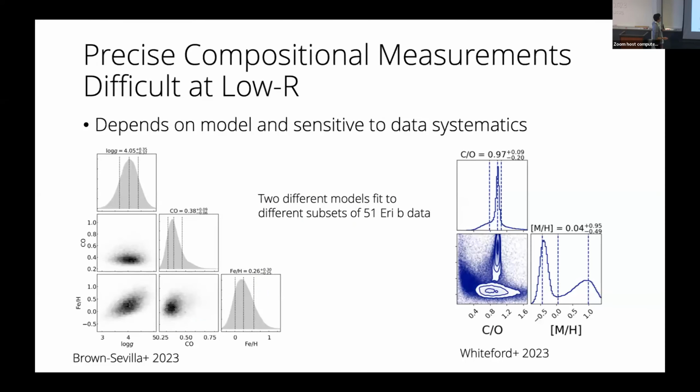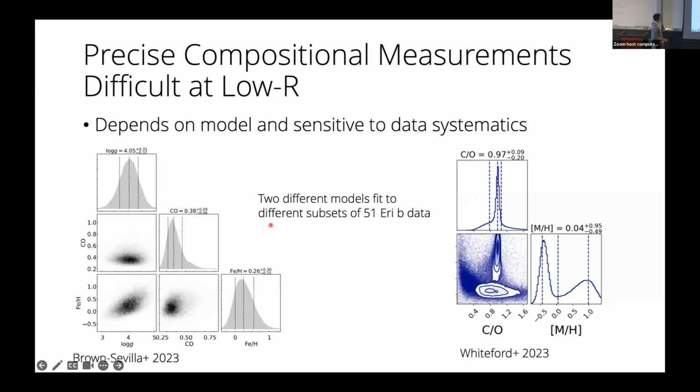And because we have limitations with the data and sensitivity to data systematics, precise compositional measurements using just low resolution spectra have been difficult. So this is again 51 Eri b, this planet you saw with methane and water absorption in its atmosphere. And these are two different studies, all published this year, trying to measure the C to O ratio, and the metallicity, the Fe over H of this planet.